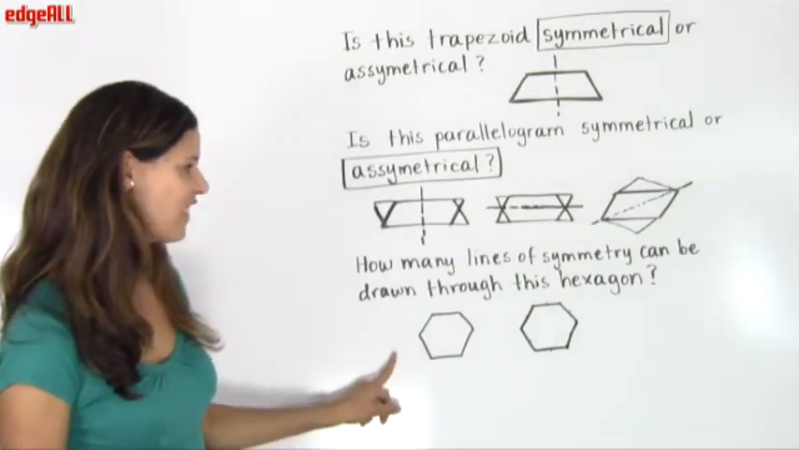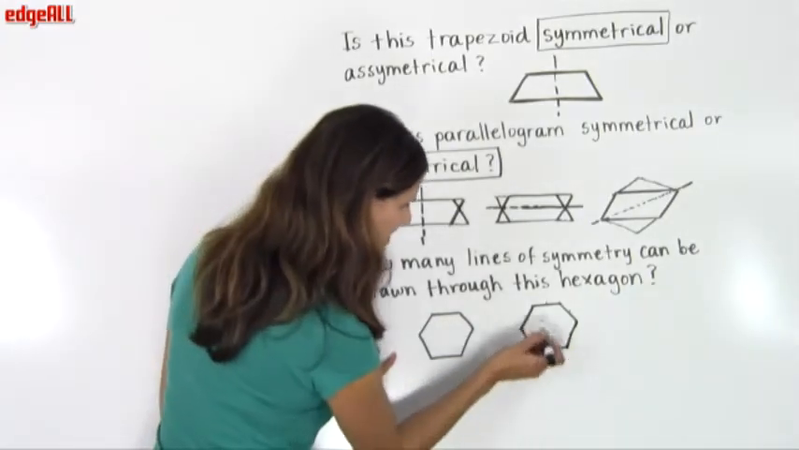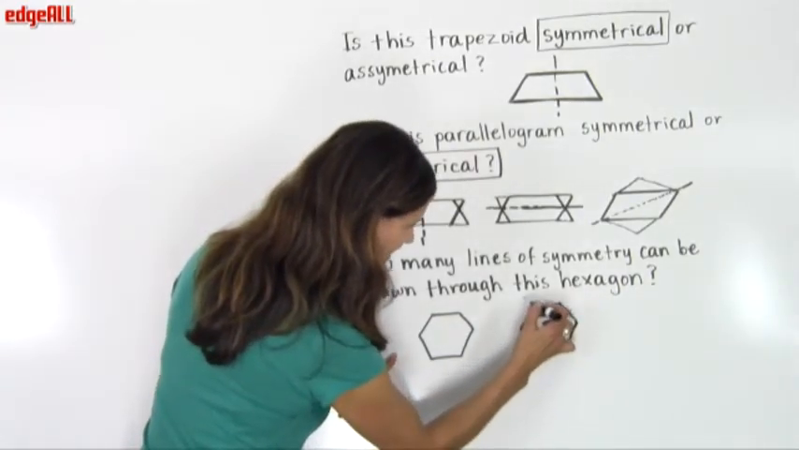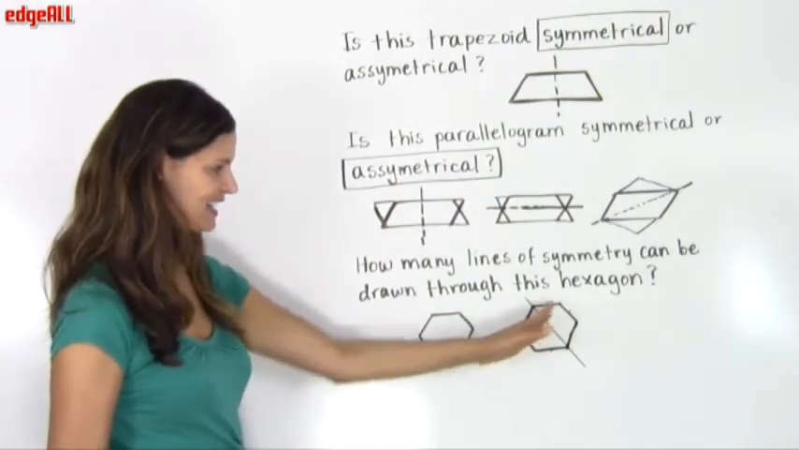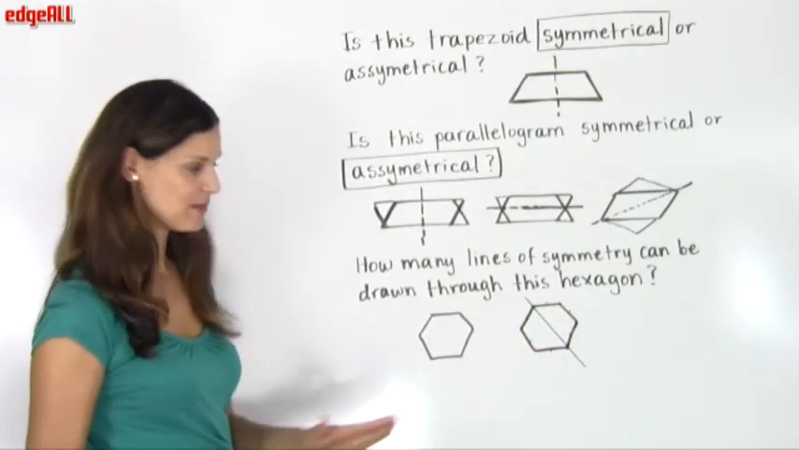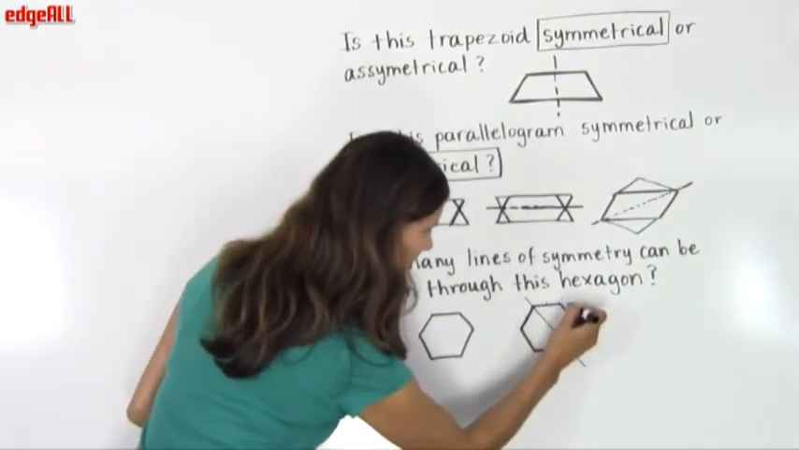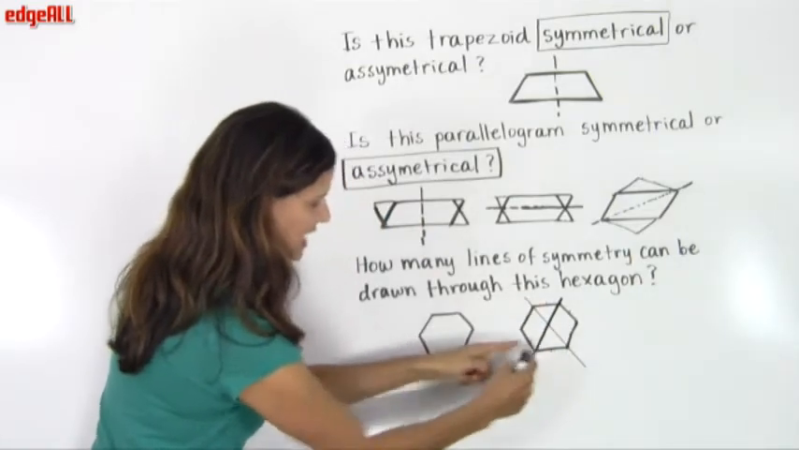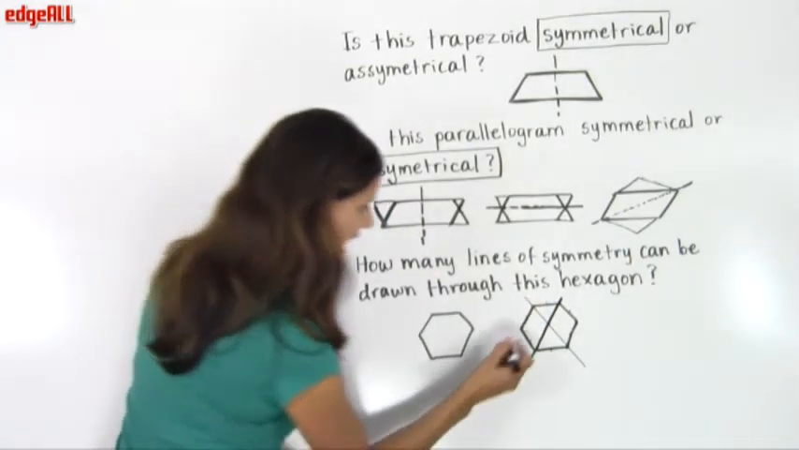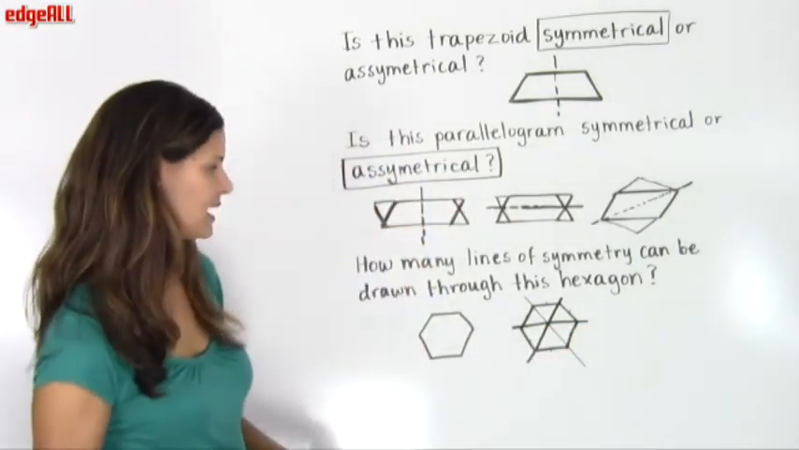It turns out that in a hexagon, from each corner to its opposite corner, we'll find a line of symmetry. So from this corner to this corner is a line of symmetry, exactly the same, reflected on either side of my line. Same thing from this corner to this corner. There's a line of symmetry between the two shapes on either side of the line. And from this corner to this corner as well.